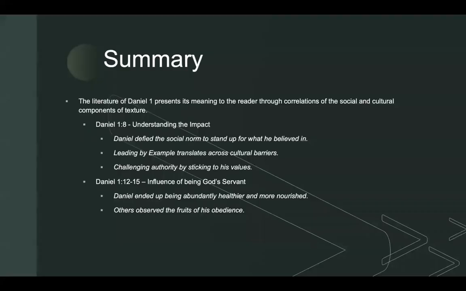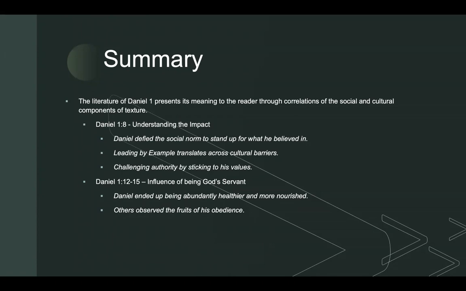So let's talk about this a little bit more. Analyzing the material from both social and cultural tables presented, there are multiple pivotal connections to this theory of servant leadership throughout Daniel chapter 1, making the literature of Daniel 1 present its meaning to the reader through correlations of social and cultural components of texture.